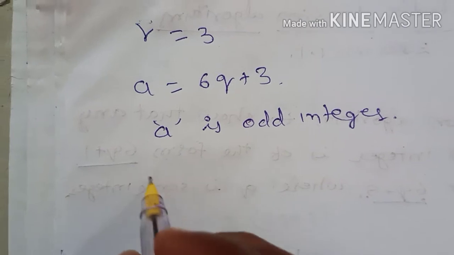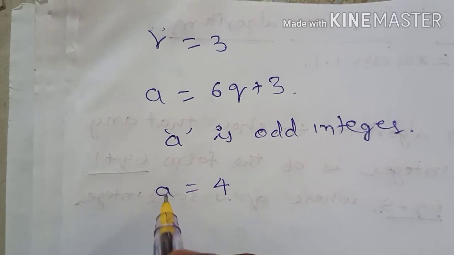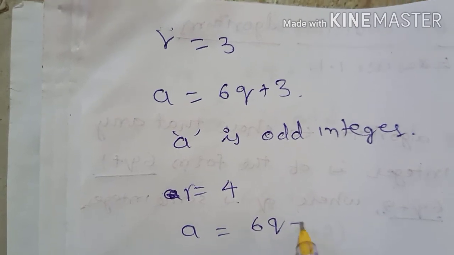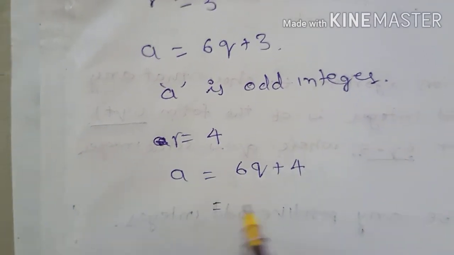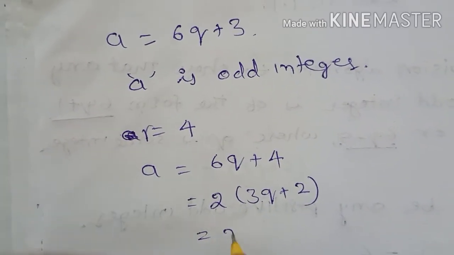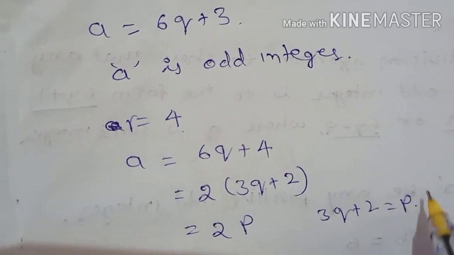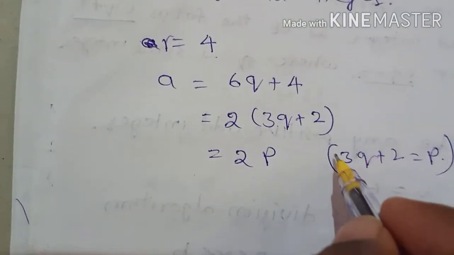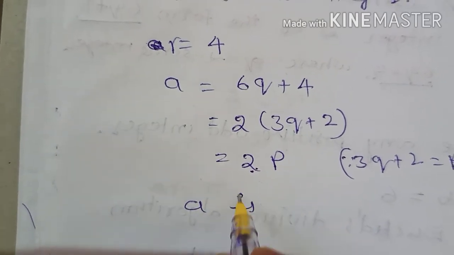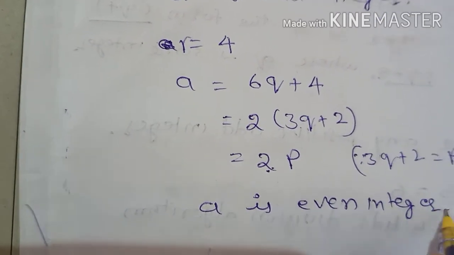Now again, r is equal to 4, then a is equal to 6q plus 4. Take 2 as common, then 3q plus 2, this is equal to 2p, where 3q plus 2 is taken as p. Now it is divisible by 2, so a is an even integer.